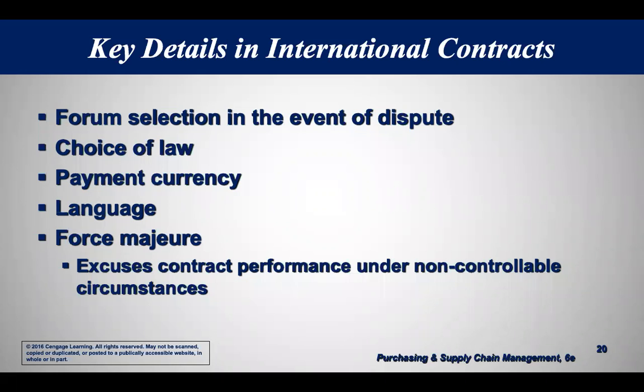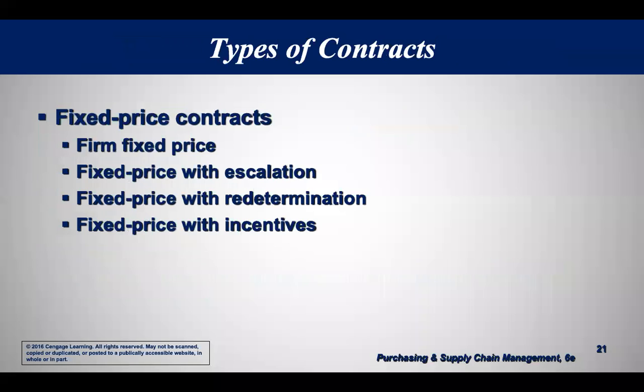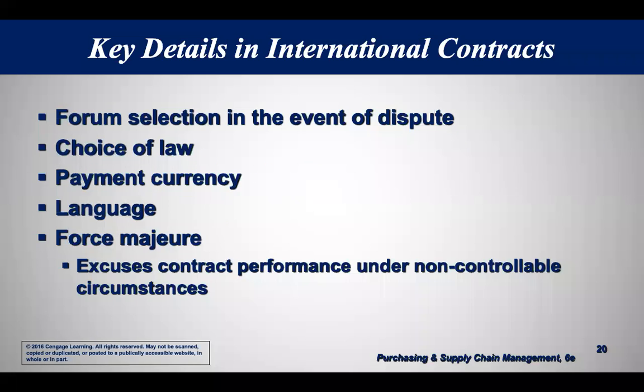So language, force majeure. What happens when something happens? Usually things like hurricanes, tornadoes, floods, strikes, acts of nature, acts of God. And what happens? Can one party excuse themselves under the contract or not be required to pay, or is there a delay, etc.? So force majeure is a very important clause in international work.